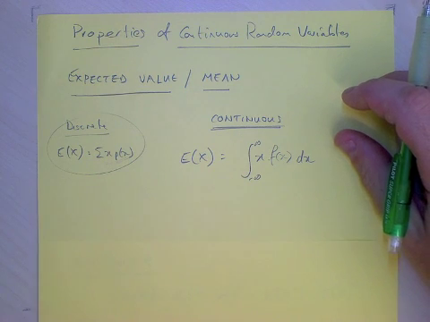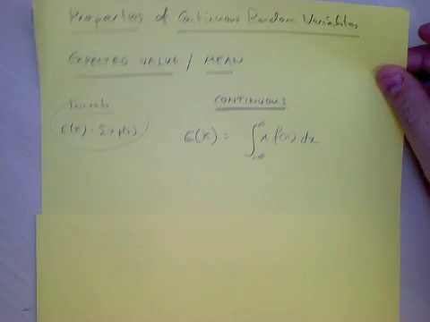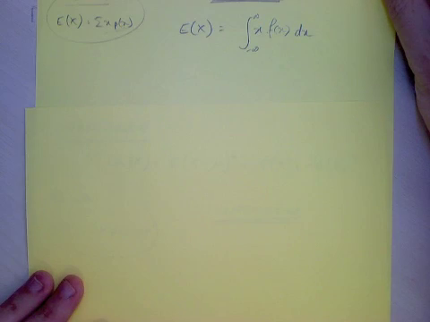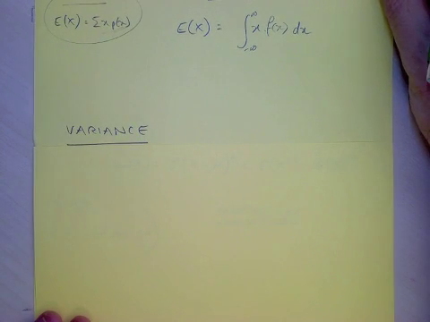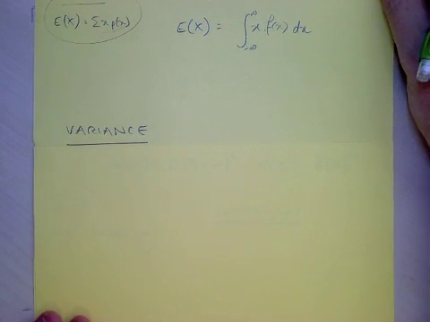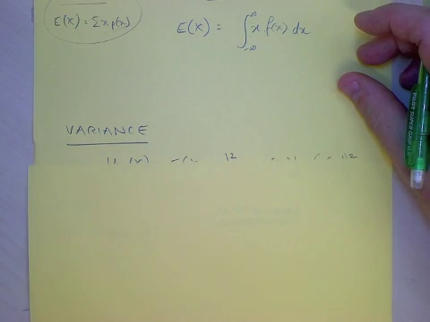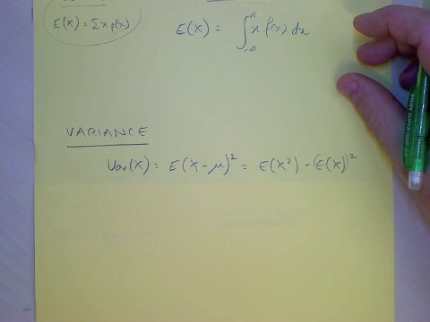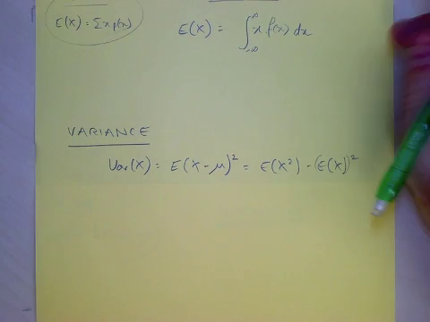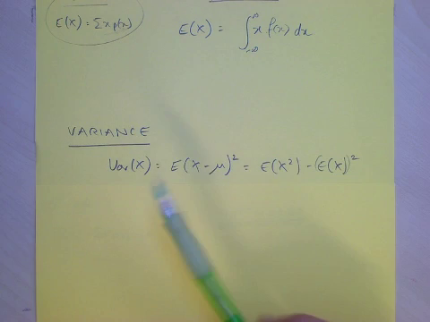If we move on and look at the next thing of interest, no great surprise, the variance of a continuous random variable. We've met the variance of random variables before. We've come across these results, which are still true for continuous random variables. These results are true whether it's discrete or continuous.